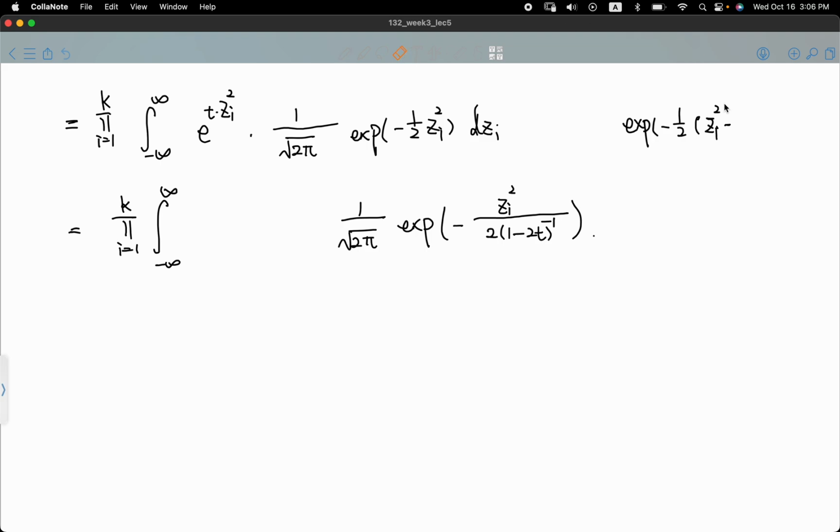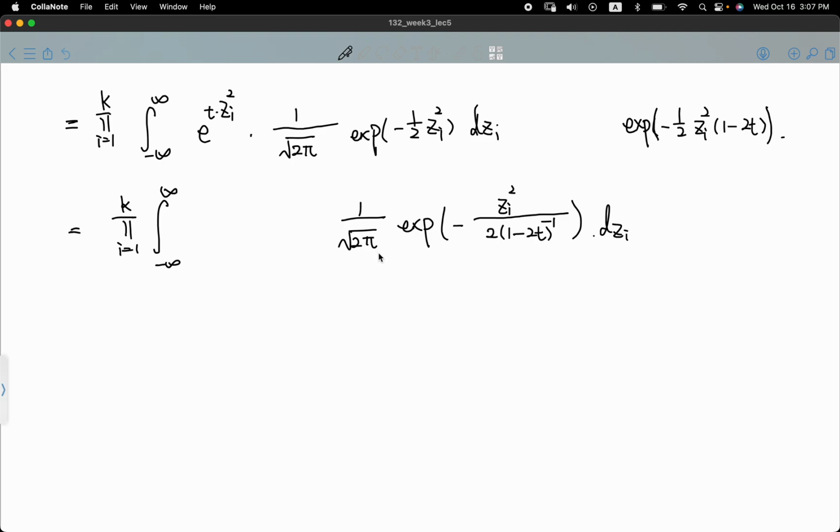So 1 minus 2t. Okay, so I'm going to put this in the denominator, and then by adding an inverse, and then this 2 is just to cancel out that because there's no 2 here. So after grouping these two, I write it in the denominator. So this is grouping this exponential with this exponential.